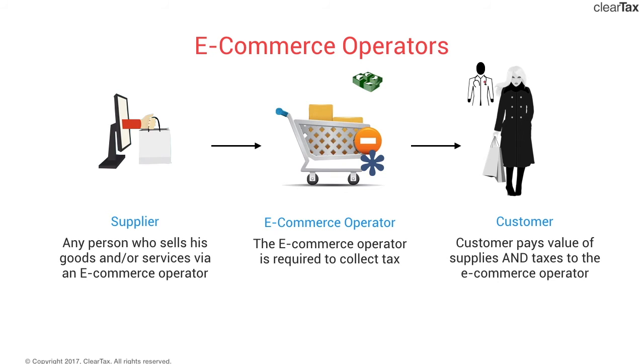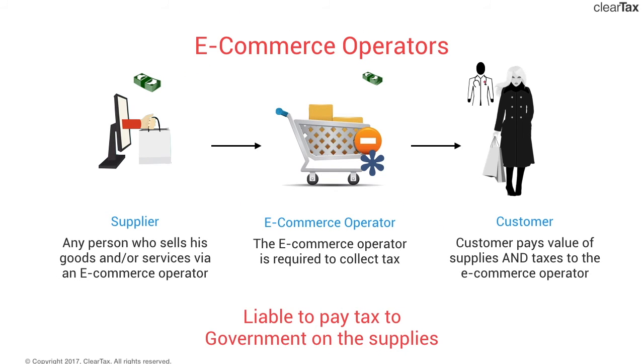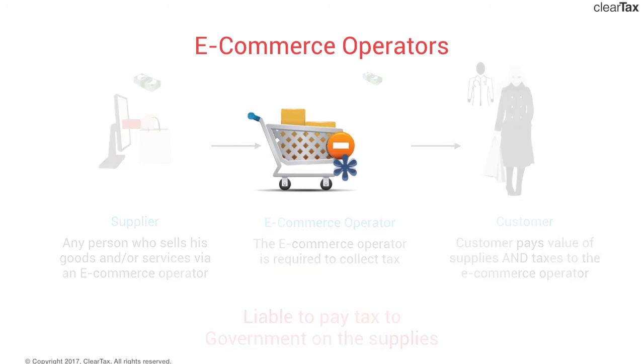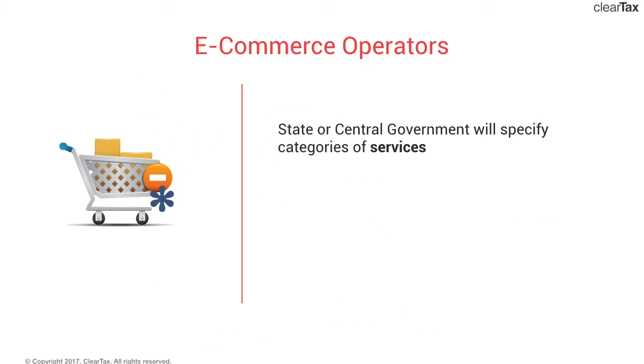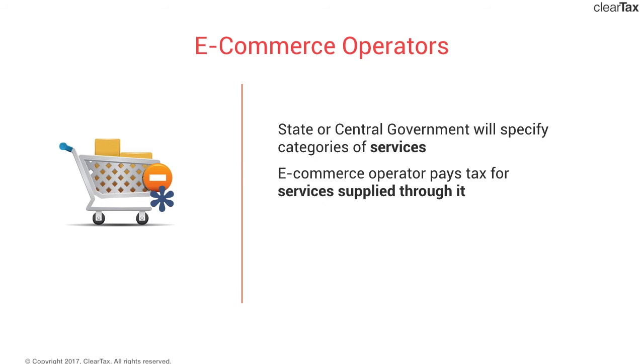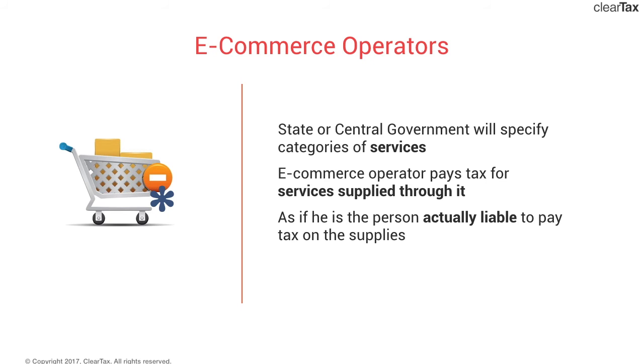Here's the difference. The e-commerce operator is liable to pay tax to the government and not the supplier. The operator will collect taxes from the customer, and unlike the first situation, it will not pay these taxes back to the supplier. It will have to remit it to the government. So the provisions are that the state or central government will specify categories of certain specific services, and the e-commerce operator will have to pay tax for these services supplied through it to the final consumer, as if he's the person who's actually liable to pay tax.